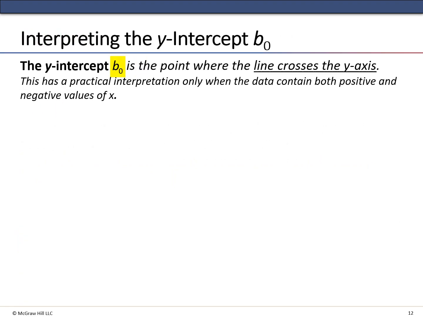Now, what about the y-intercept b sub 0? Now, remember, hopefully, from your prior math and your algebra, the y-intercept is if you continue that line down to the point where x equals 0, that line should cross the y-axis at some point, and there's a y value there.